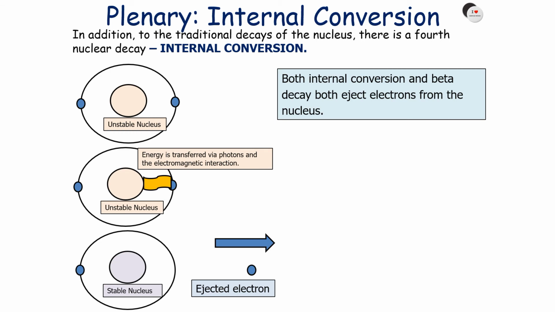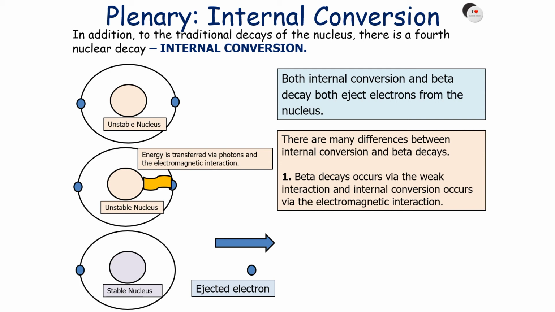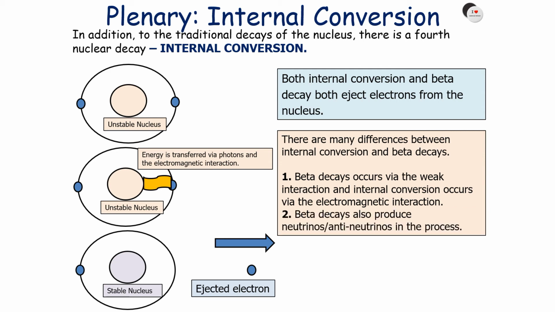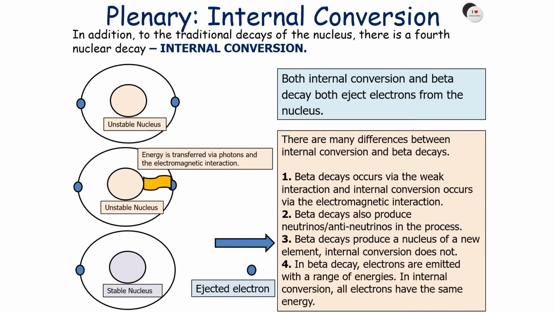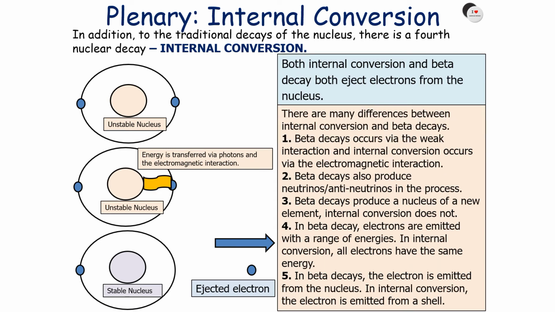Now, both internal conversion and beta decay eject electrons, but there are differences. Beta decay occurs via the weak interaction and internal conversion via the electromagnetic. Beta decays can also produce neutrinos and antineutrinos. Beta decays produce a nucleus of a new element, internal conversion does not. In beta decay, the electrons are emitted with a range of energies, and in internal conversion, all the electrons have the same energy. And finally, in beta decay, the electron is emitted from the nucleus, and in internal conversion, the electron is emitted from the shell.